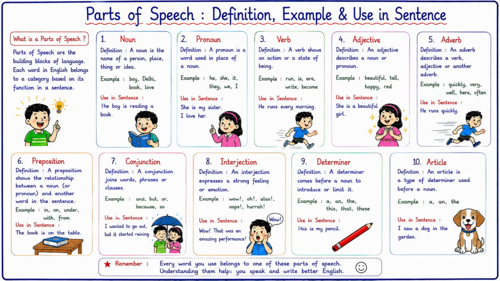Common conjunctions include and, but, or, because, although, and so. For example, I wanted to go out, but it started raining. The word but connects two ideas.